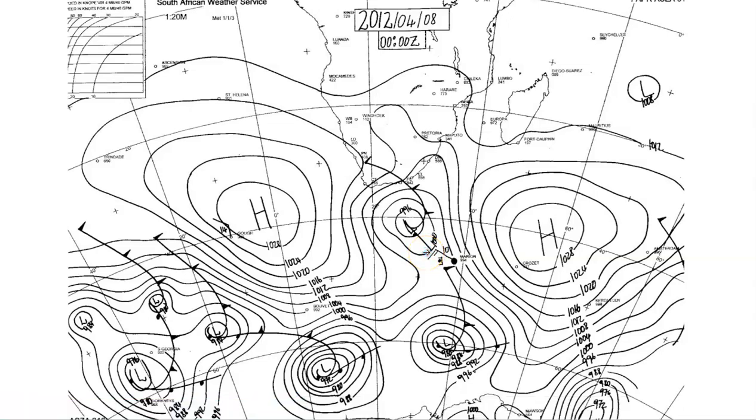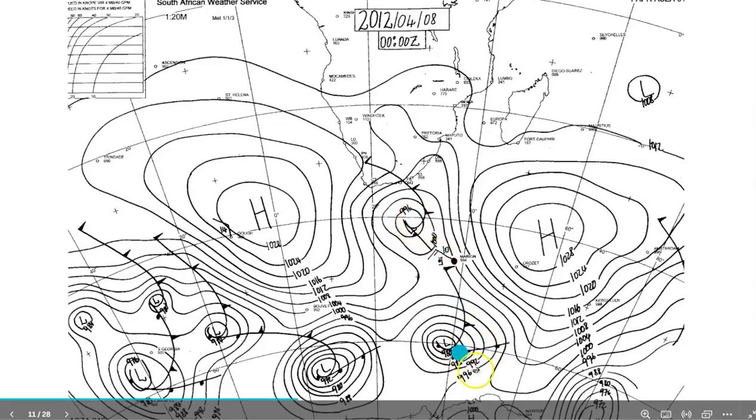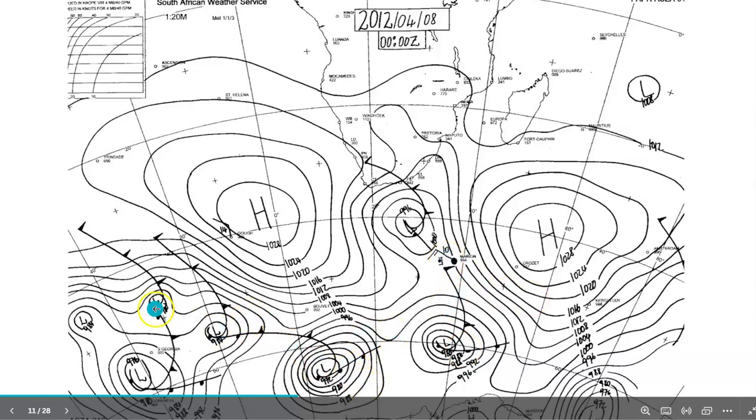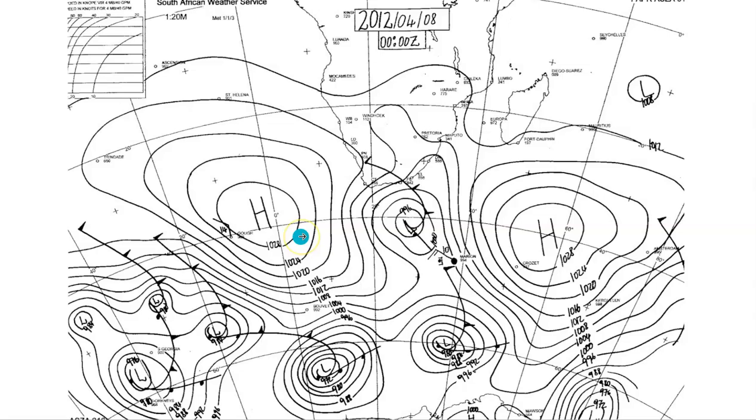Okay, you can see that the pressure gradient is 996, and it gets higher as it extends outwards. Okay, whereas in the high pressure cell, your pressure is 1028, and that gets lower as it extends out. Okay, so remember that in the low pressure cell, the pressure is going to be lowest in the center, and it's going to get higher as it extends outwards.